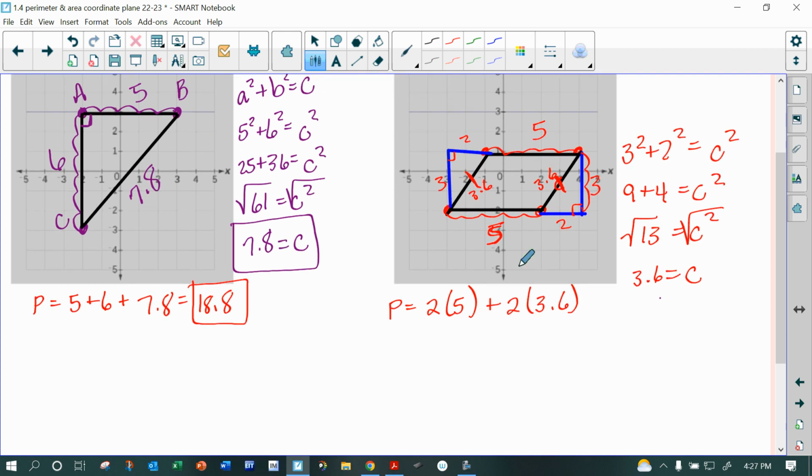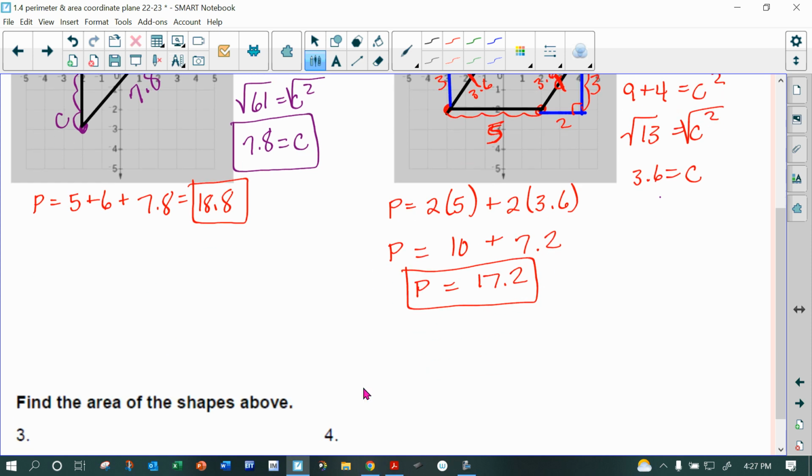Let's scroll up a little bit here. So 2 times 5 is 10. 2 times 3.6 is 7.2, and then add those two together. So my perimeter is 17.2. And there we go. There's your answer.